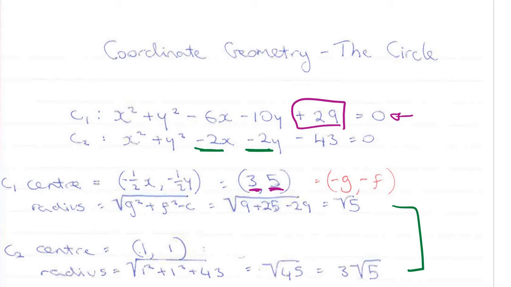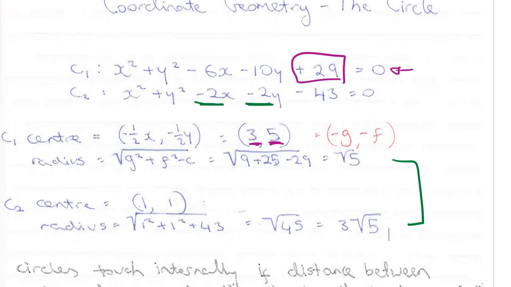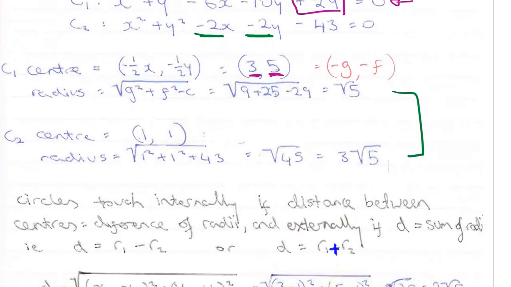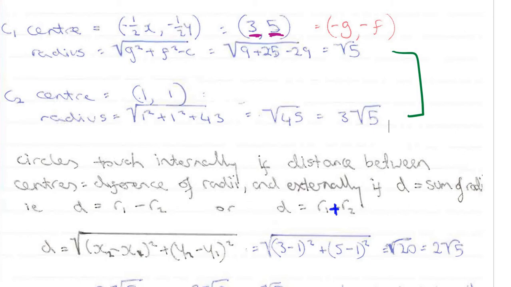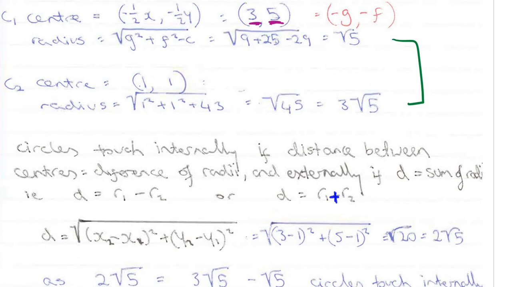The next part of the question asks us to verify that the circles touch. Well, there are two scenarios where the circles touch. They can touch externally or touch internally. If they touch internally, then the distance between the centres is equal to the difference between the radii. If they touch externally, then the distance between the centres is equal to the sum of the radii.